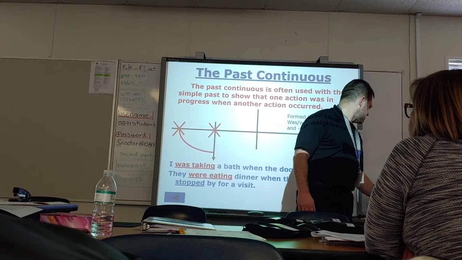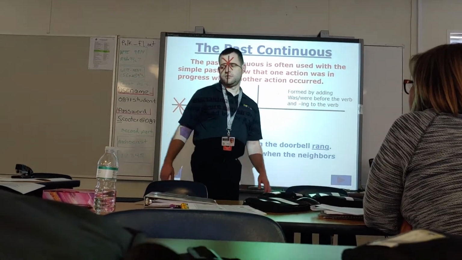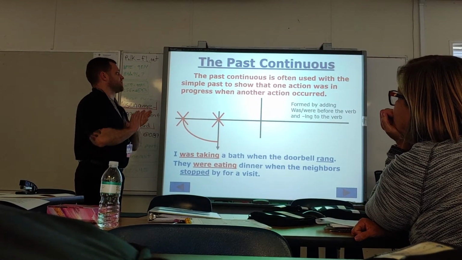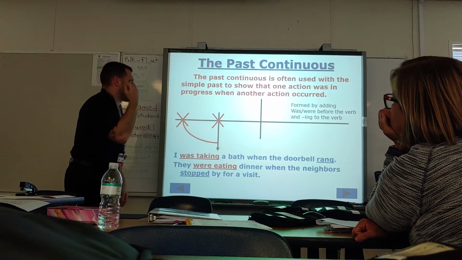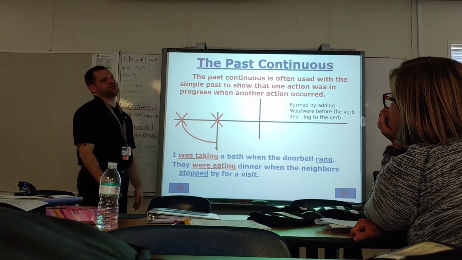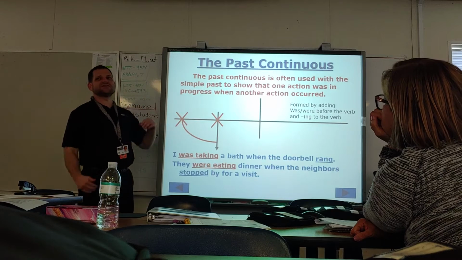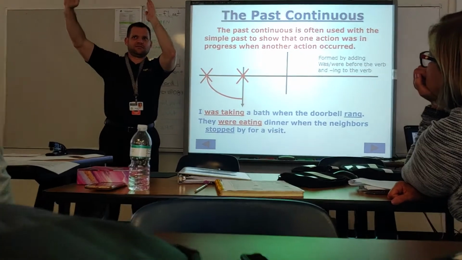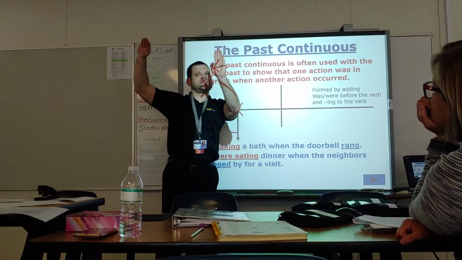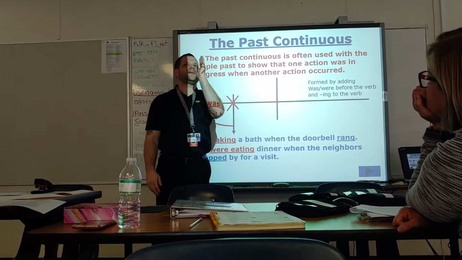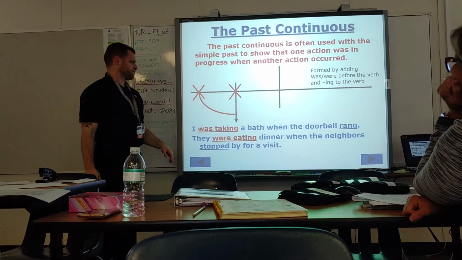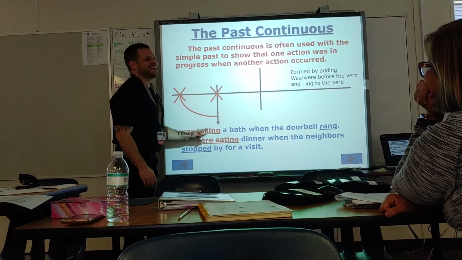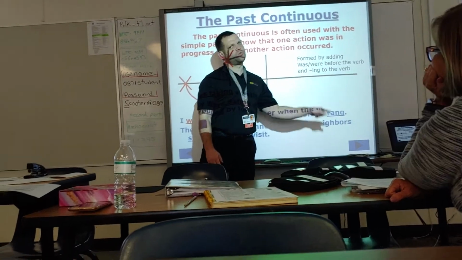All right. I guess I'll go over this one and then I'm going to stop my video. So, past continuous is often used with the simple past to show one action was in progress while another action occurred. So, past continuous, you say, I was doing this thing in the past, and while I was doing this thing, this other thing happened. I was taking a bath when the doorbell rang.